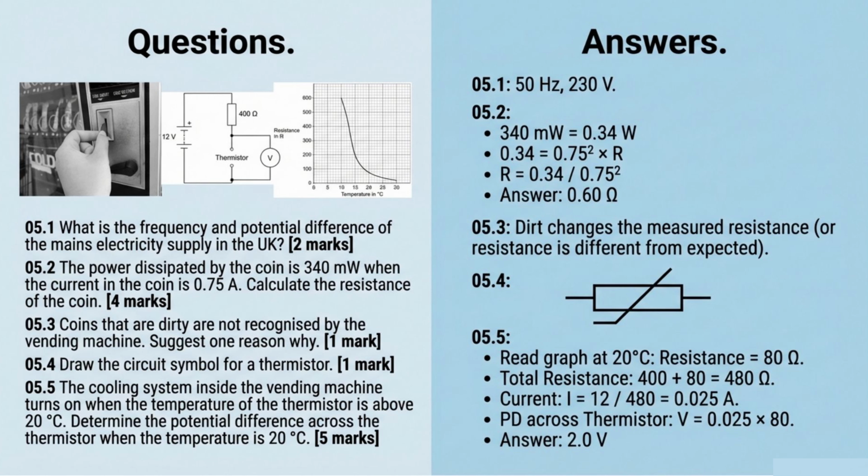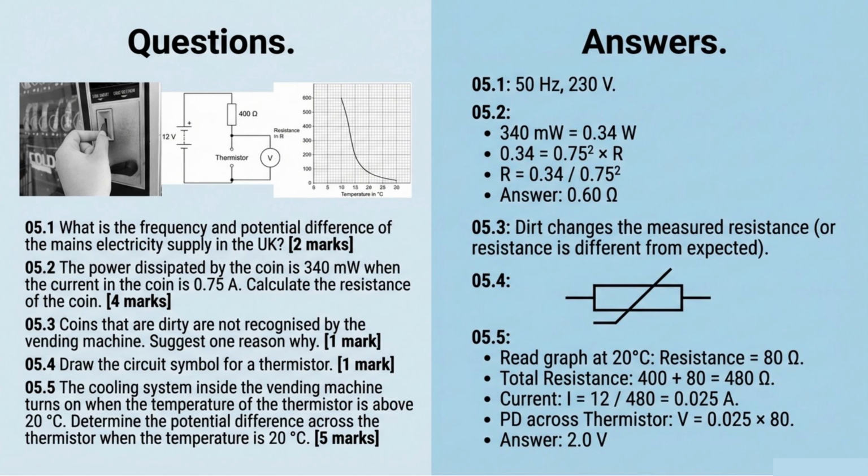5.4 asks for the circuit symbol for a thermistor. You just describe the rectangle with a hockey stick line passing through it. Right. And 5.5 is a thermostat circuit calculation. We need to find the potential difference across the thermistor at 20 degrees Celsius. Step 1, we read the provided graph at 20 degrees Celsius. The resistance there is 80 ohms. Step 2, find the total resistance. We have a fixed 400 ohm resistor, plus the 80 ohms from the thermistor. That's 480 ohms total.